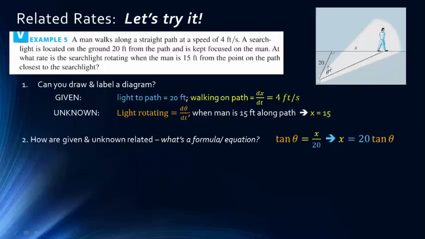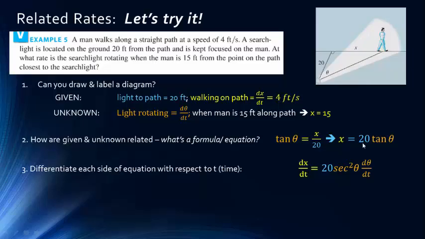So remember that the tangent of theta equals the opposite over adjacent, in this case x over y, or x over 20. We don't have to put y here because we know the light is not going to change. It's always going to be 20 feet from the path. So I get the tangent of theta equals x over 20. To me, it's easier to solve this for x, so I don't have any fractions, so I get x equals 20 tangent theta. Again, once I have this equation relating the two concepts, in this case the distance along the path and the angle, then I differentiate both sides with respect to time.